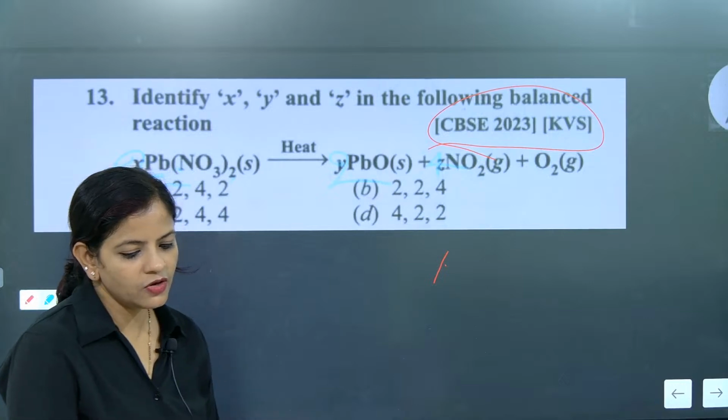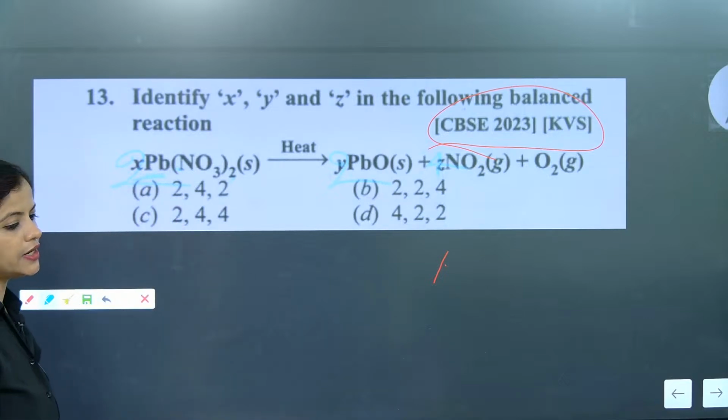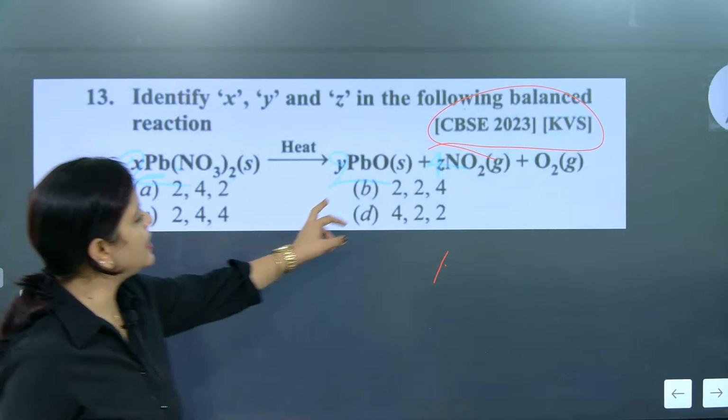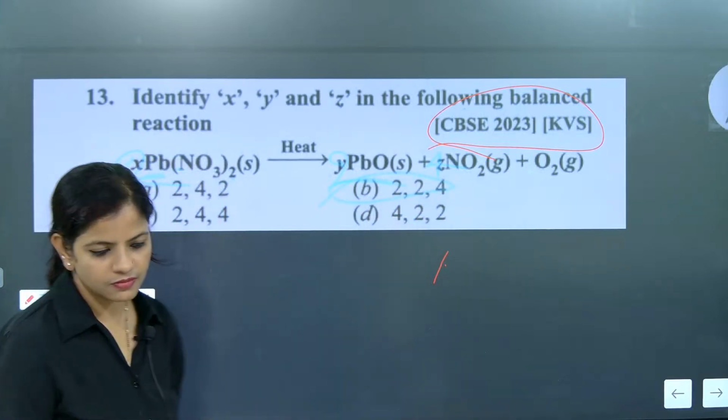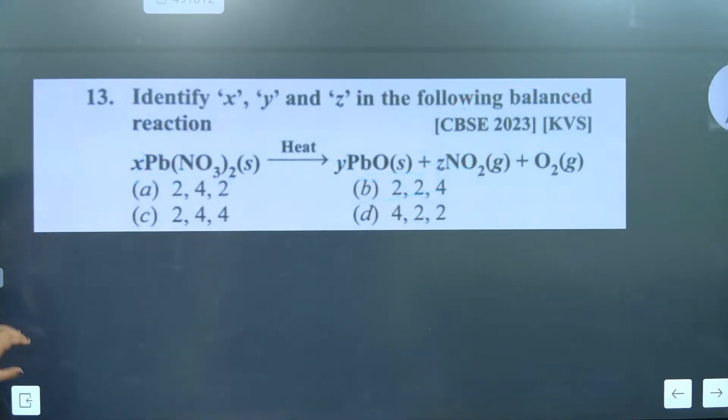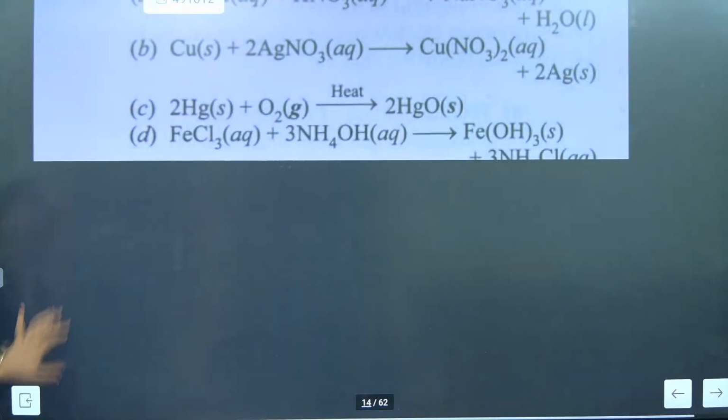It's balanced. Very good, Vishwa. The answer is absolutely correct. The correct answer is B, that is 2, 2, 4. 224 is the correct answer. Absolutely correct. We'll go for the next question, please.